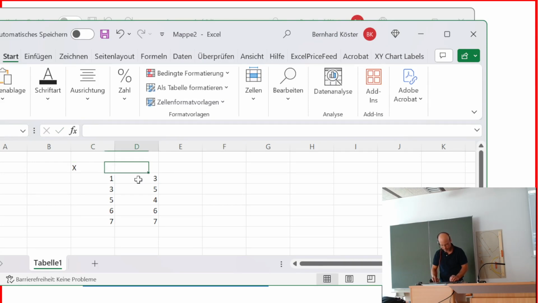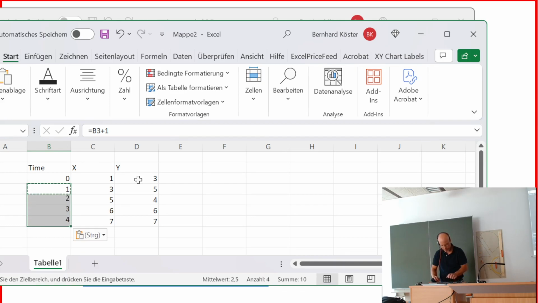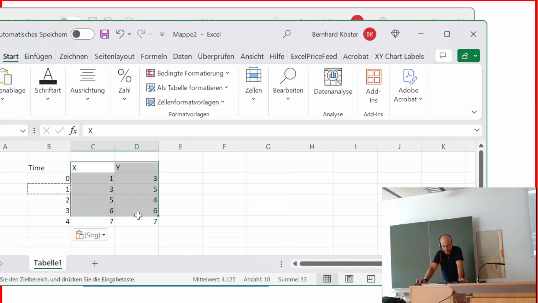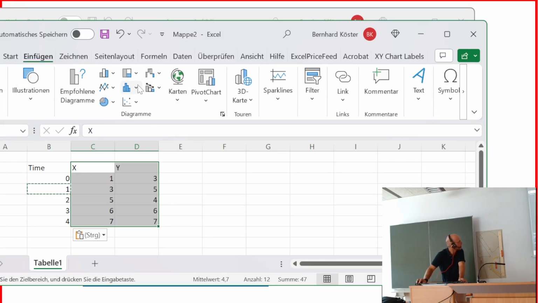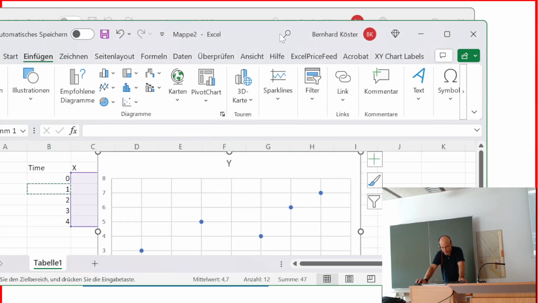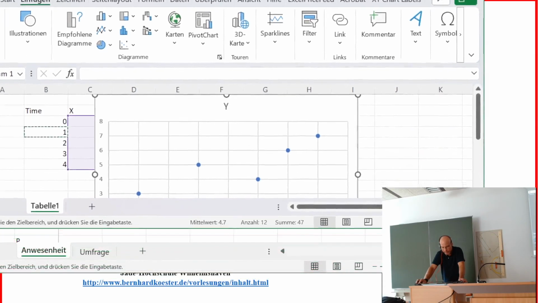Let's say these are two time series, X and Y, at time 0, 1, 2, 3, 4. Then you can plot this data in an XY diagram.